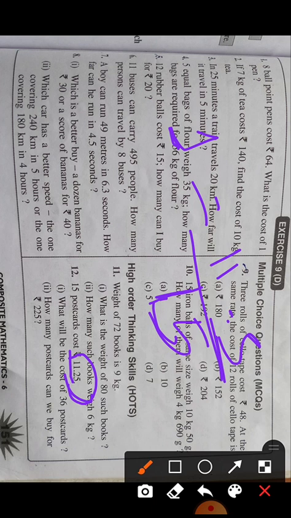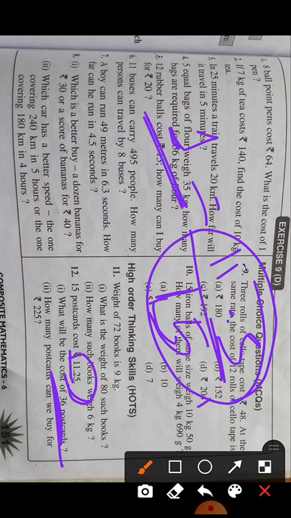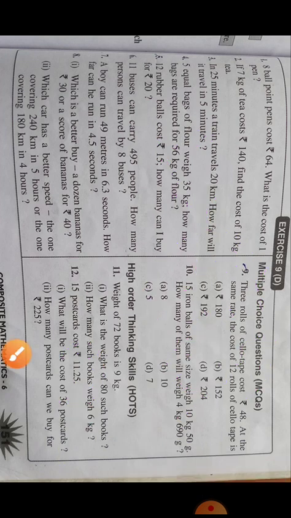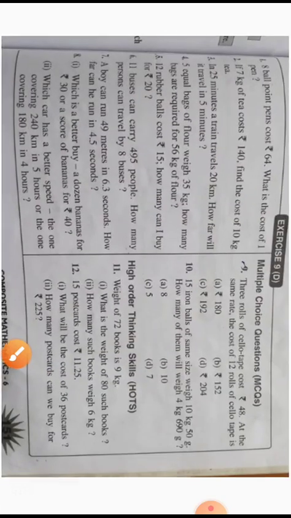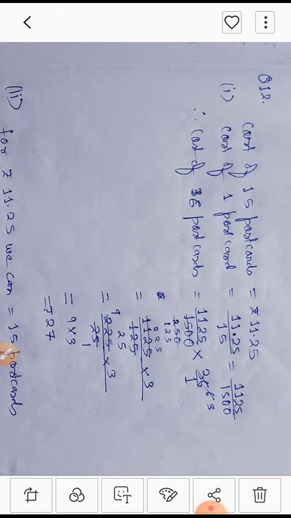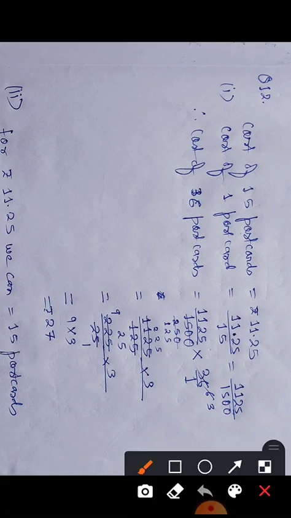Now you see the Roman number 1, it is asking what is the cost of 36 postcards. So you see I have written here, you have to find the cost of one postcard, and this you multiply with 36, then it will give you the cost of 36 postcards. Okay, so let us see the solution. In the solution, you will have to write cost of 15 postcards is rupees 11.25. Then cost of one postcard will be 11.25 by 15.